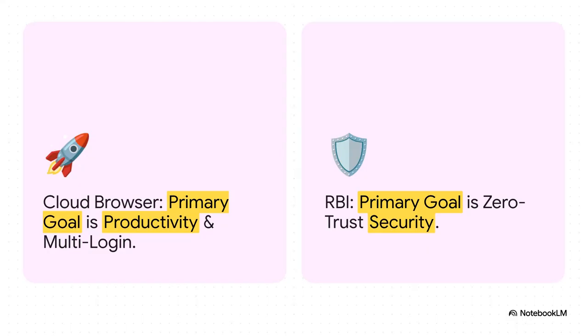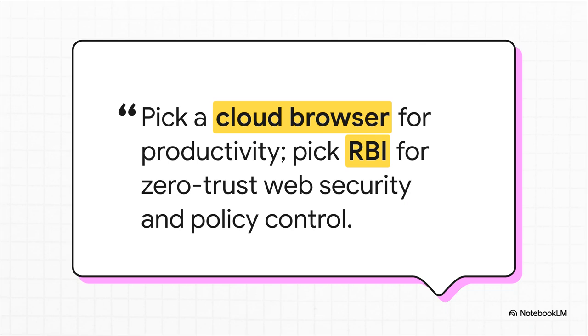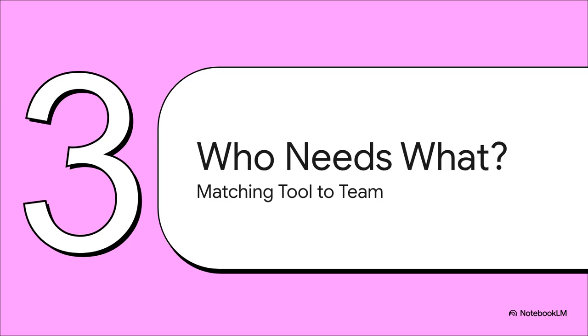And this is where it all kind of clicks into place, right? You can see the difference in their DNA. Cloud browsers are all about doing more faster. We're talking streamlining workflows. RBI, on the other hand, is about being safer everywhere. It's all about preventing threats, period. One is an accelerator, the other is a shield. And honestly, this quote right here is pretty much the golden rule that can guide your whole decision. Just ask yourself, is my biggest headache juggling a dozen accounts, or is it the fear of a data breach? Your answer points you directly to the right tool. It's that simple.